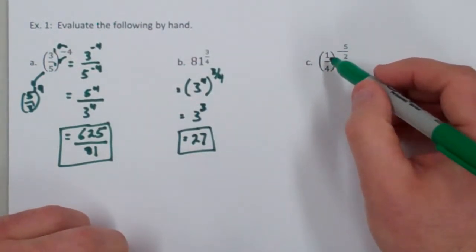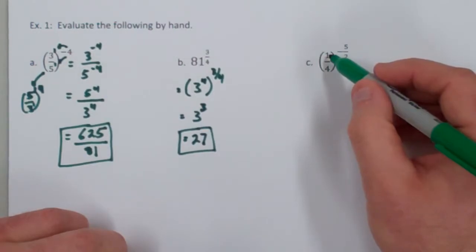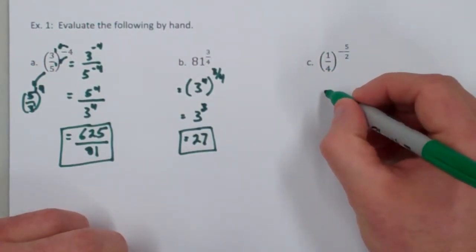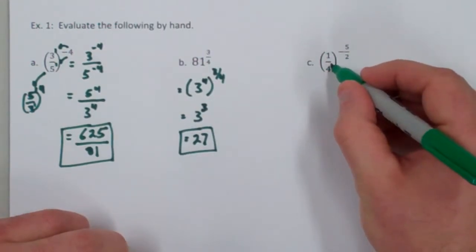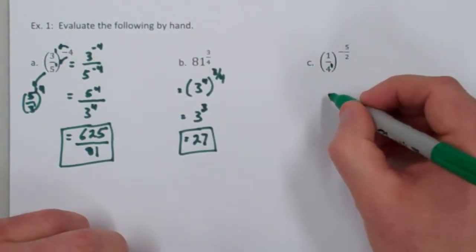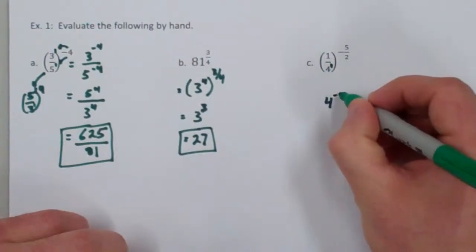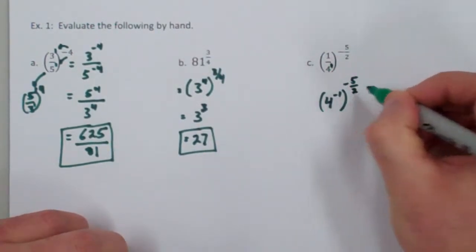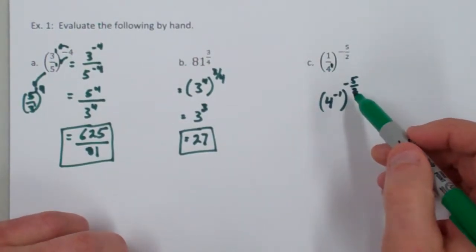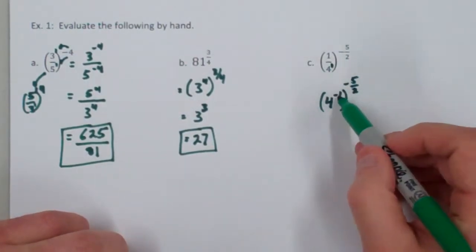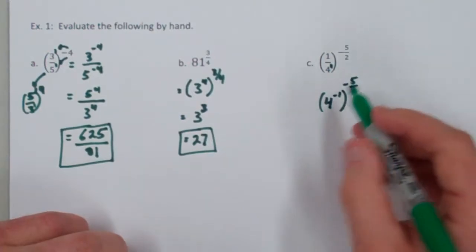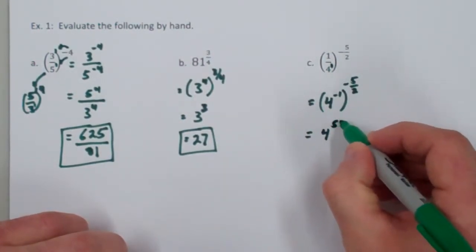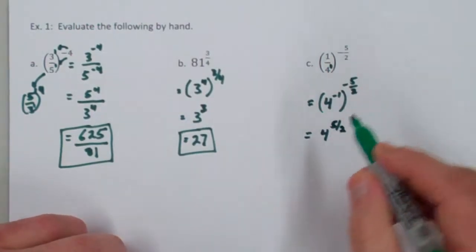With this next one, we can't really rewrite 1 over 4 with a lower base just quite yet. But what we can do is think about this as 4 over 1 in the denominator, and this is going to be 4 to the negative 1 power. And this is going to be negative 5 over 2 here on the outside as well. Now we've got a negative 1 times a negative 5 over 2 with our power rule. So this is going to be 4 to the 5 over 2 power.